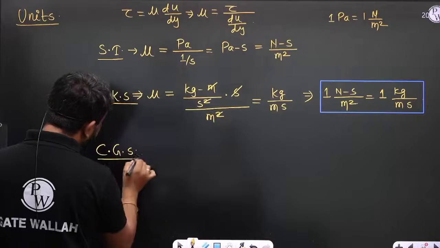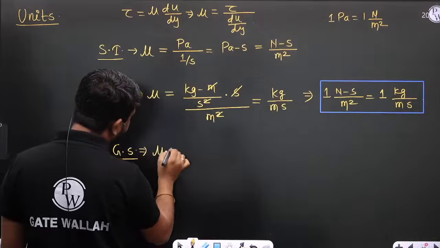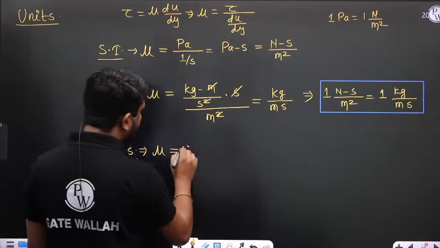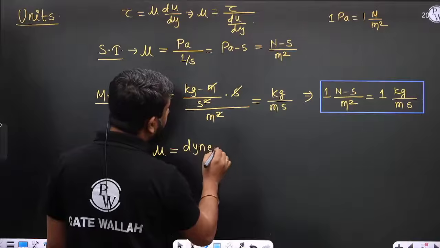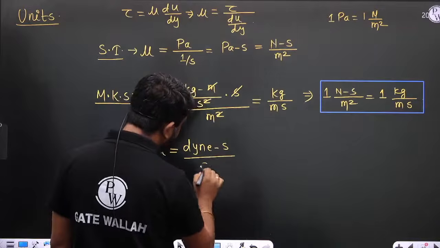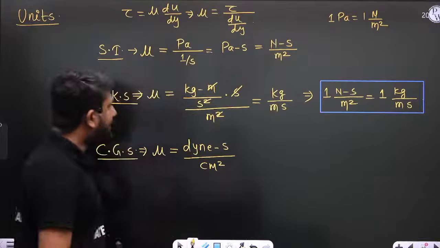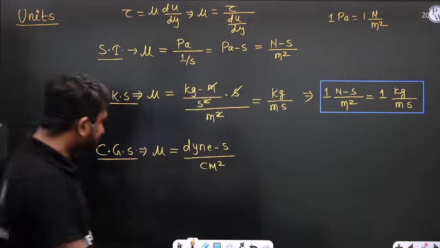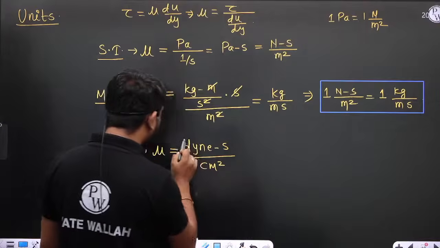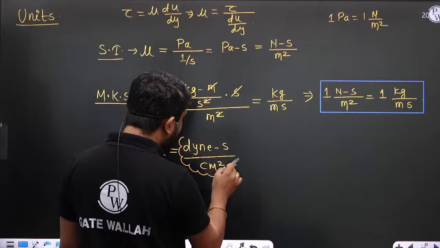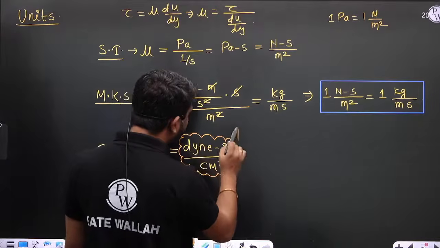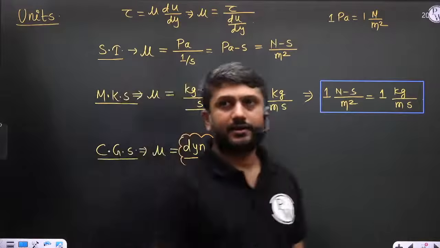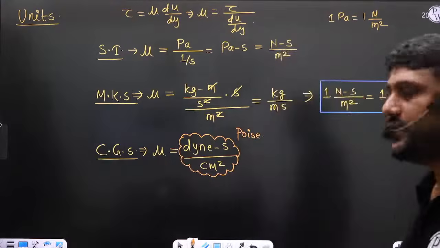Come to the CGS unit. Now, the CGS unit can be written as dyne second per centimeter square, right? The CGS unit is dyne second per centimeter square, and this dyne second per centimeter square is called poise.